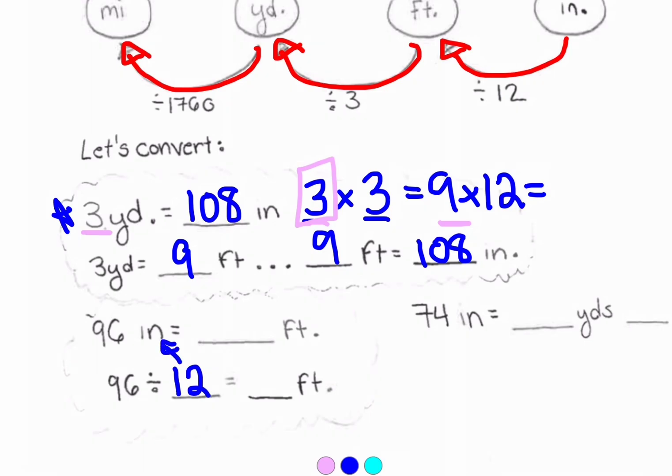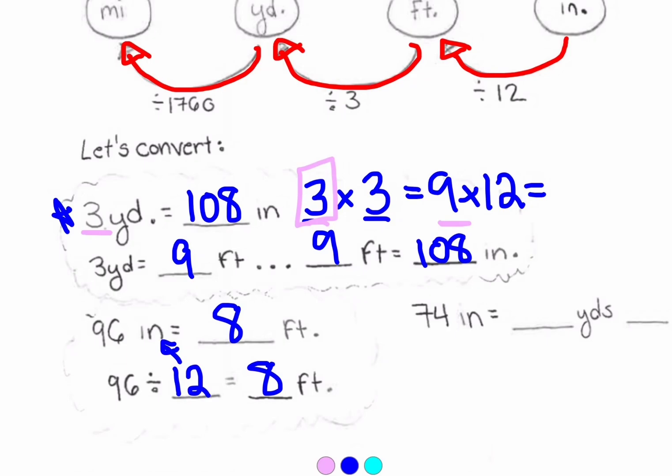So how many feet is that? If you know your multiplication facts, you know that, well, skip count by 12. What's the closest thing that you can get to 96? 12 goes into 96 eight times perfectly. So that means there is 8 feet in 96 inches.